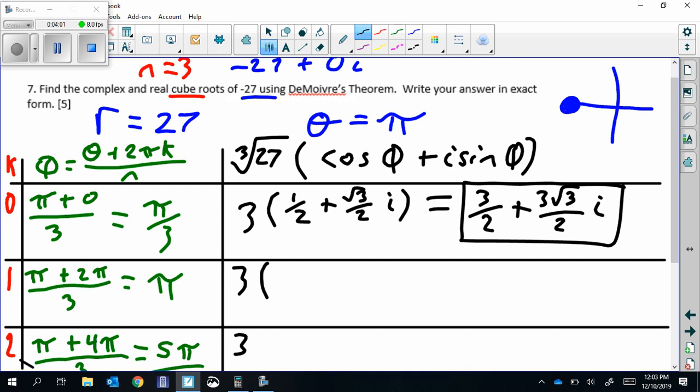Do it again, cosine and sine, this time of pi. Pi is straight out to the left, which would be negative 1, 0. So that's negative 3.